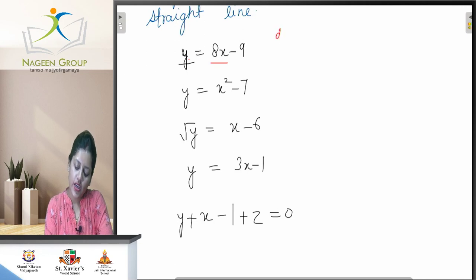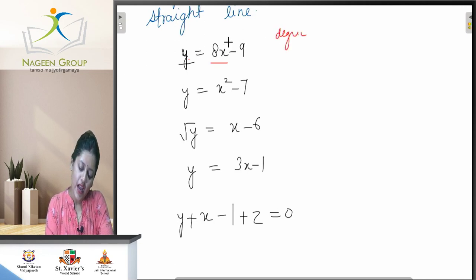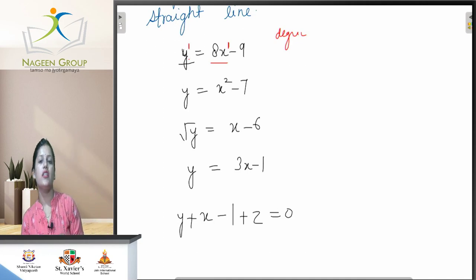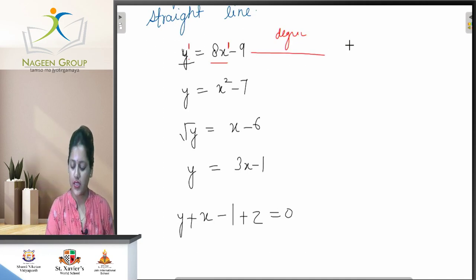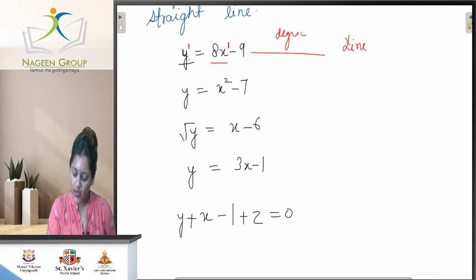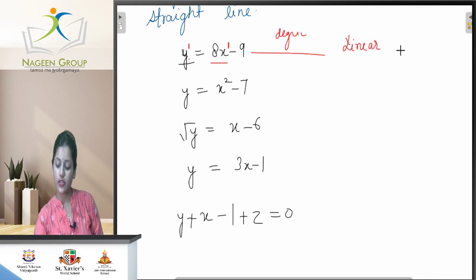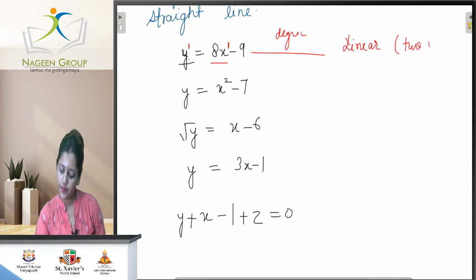The first equation is y equals 8x minus 9. Is it of degree 1? Yes. x has degree 1 and y also has degree 1. So this is a linear equation, with only two variables.